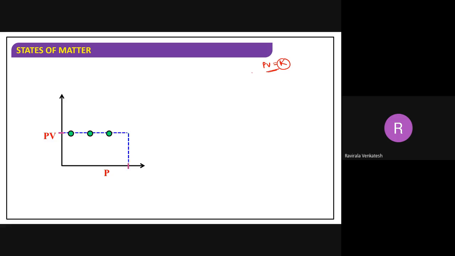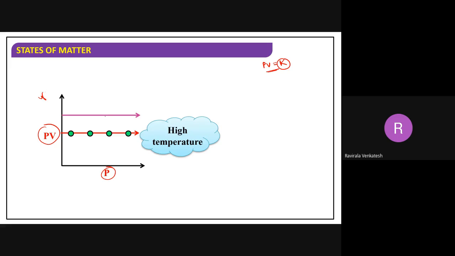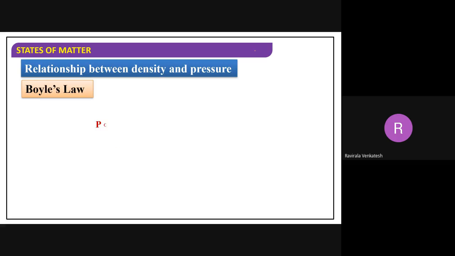In this case, we don't get any change. When you increase the pressure also, the PV will be constant. That means when you take PV on the y-axis, you get a constant, no change. Same values we get. PV never changes because PV is equal to K, and K never changes. Right? So this is the type of graph you are going to draw.